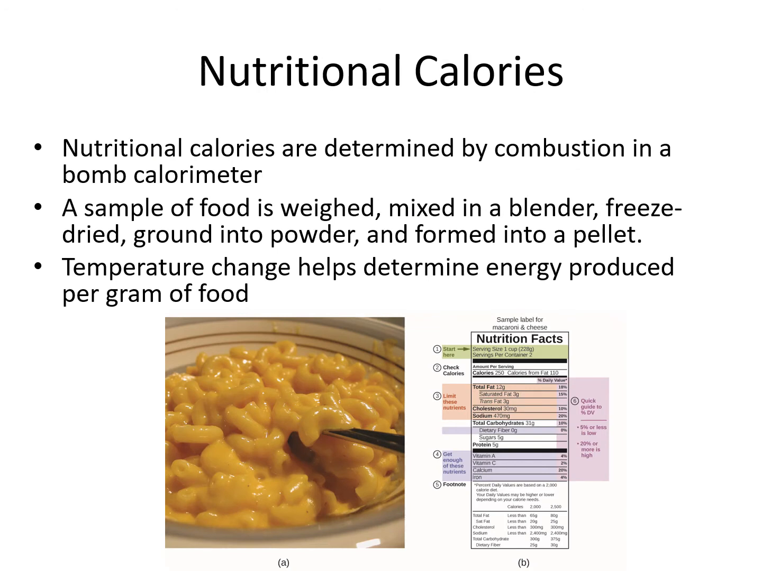So when you look on your box of macaroni and cheese or your cereal boxes, you see those big C calories listed. The way those are found is by using a bomb calorimeter. So the sample has to be prepared. It's going to be weighed, mixed in a blender, freeze-dried, ground into powder, and formed into a pellet. And then once it's prepared, it's put into the bomb calorimeter and burned. And based on the values, you can calculate the heat that is released from that process of burning it. And so we can find the calories by doing that.